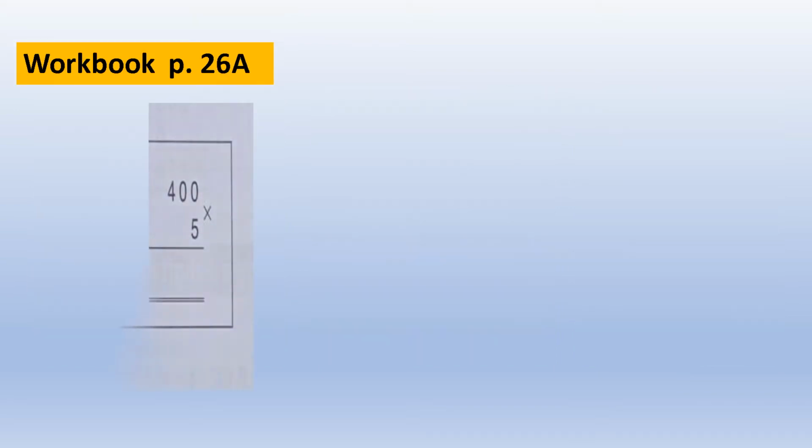Number 4 is the same. Just multiply 4 times 5 is 20. And then add two zeros. That will give you 2,000. So you say 400 times 5 is equal to 2,000. Don't forget the comma after the third digit from the ones place.